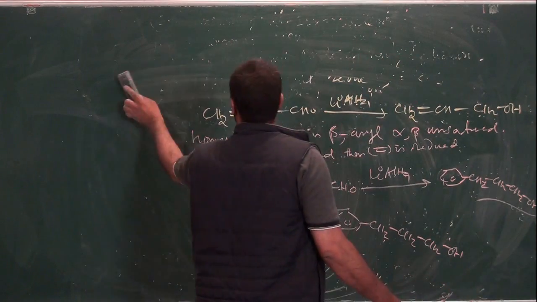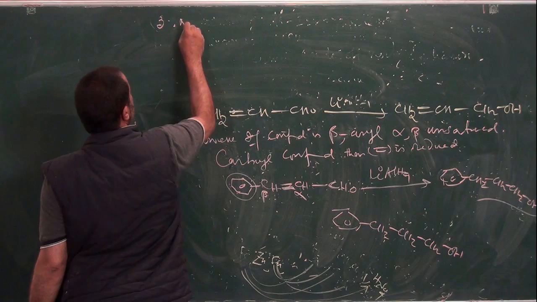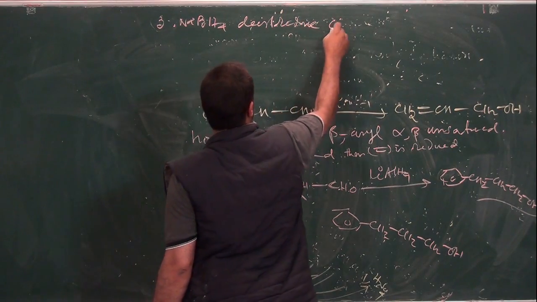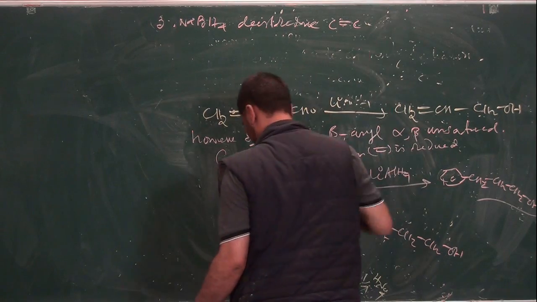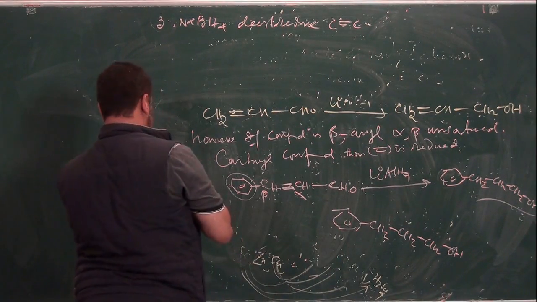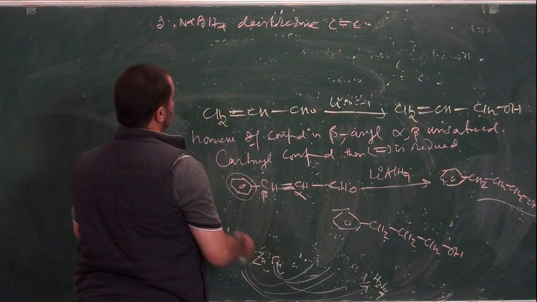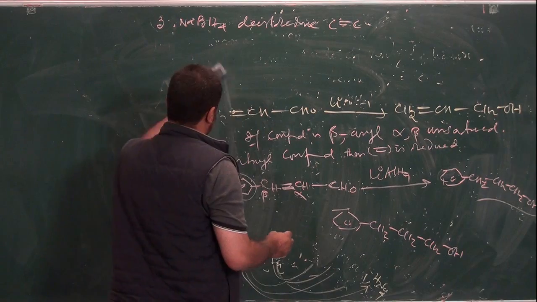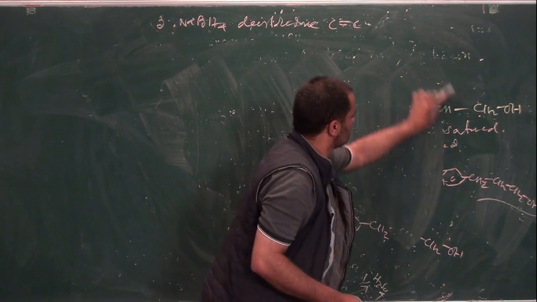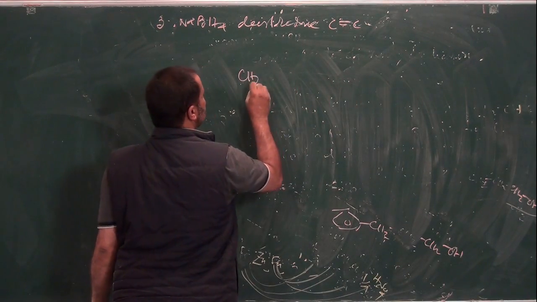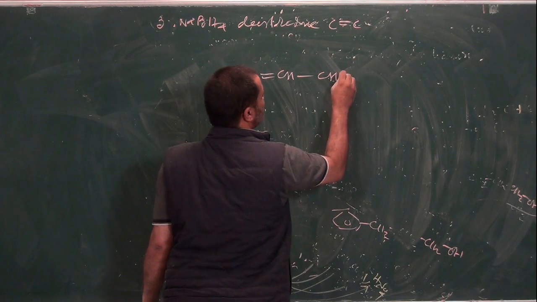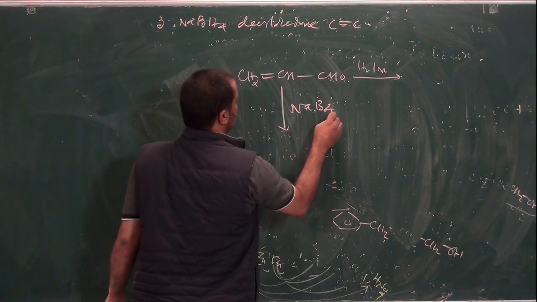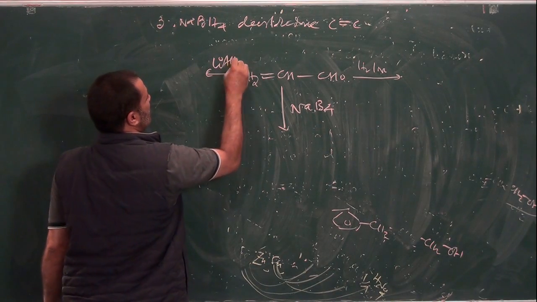Now, a very important point: sodium borohydride does not reduce the carbon-carbon double bond. So I write here a reaction, that is CH2=CH-CHO, with hydrogen over nickel, here sodium borohydride, and here lithium aluminum hydride.